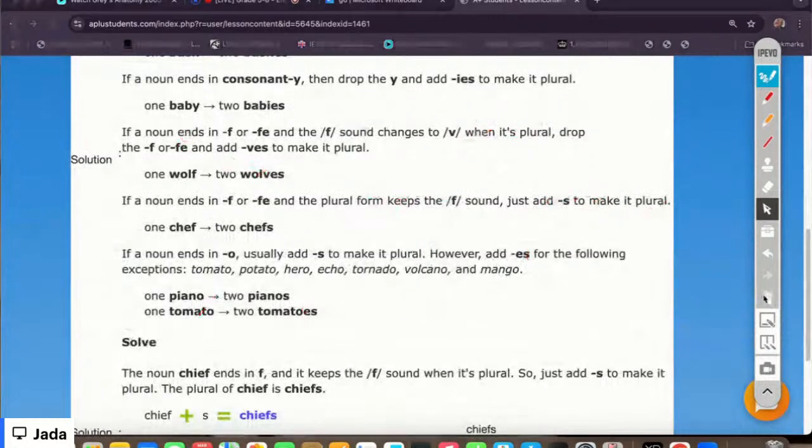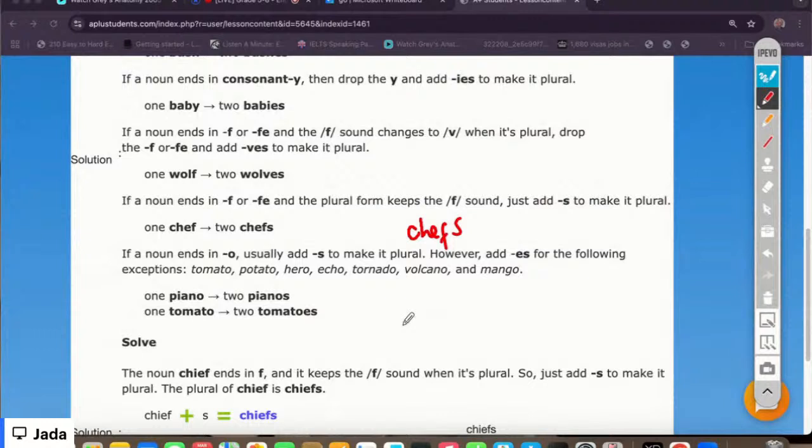And if a noun ends in f or fe and the plural form keeps the f sound, just add s to make it plural. So it will be chiefs. So chiefs. Okay.